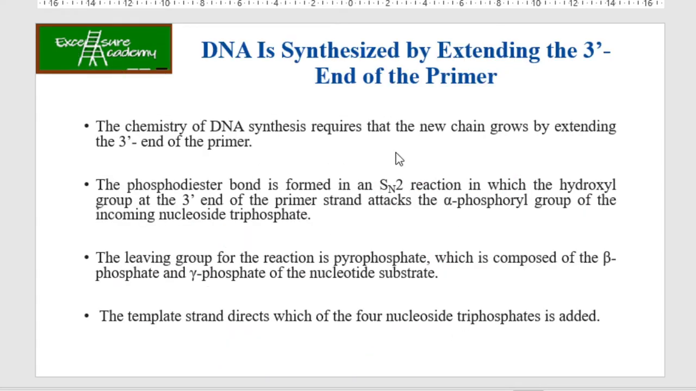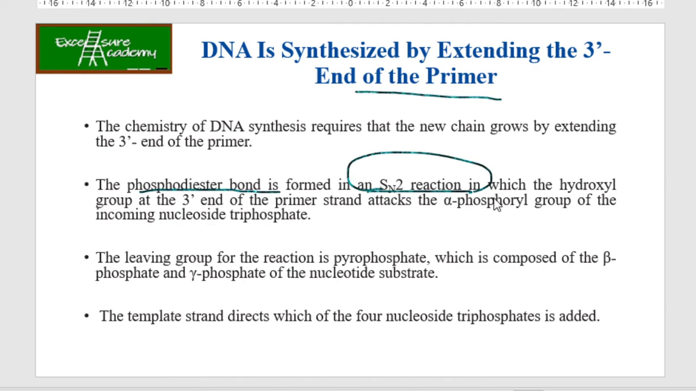Okay. So we now know that DNA is synthesized by extending the 3' end of the primer. Yes, we know this thing. Okay. So what kind of bond is formed? The phosphodiester bond is formed, and that too in an SN2 reaction. Remember in the starting of the lecture I said it is going to be the SN2 reaction. So guys, you need to understand, what is the chemistry behind DNA synthesis? It is the SN2 reaction.